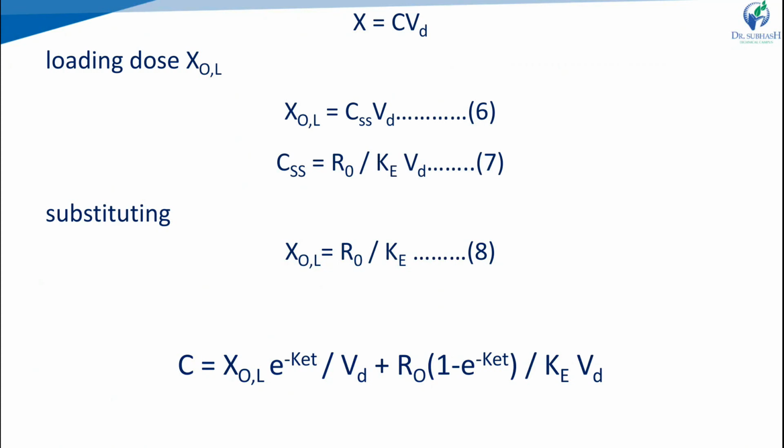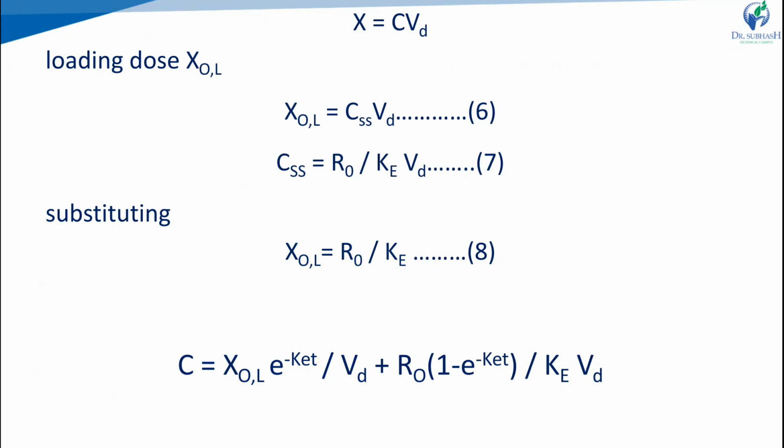So for that, the equation for the loading dose X0L: X is equal to Vd into C, so X0L is Css into Vd. Css, as we already saw for IV infusion, is R0 upon K into Vd. Substituting those values, X0L is equal to R0 upon K.